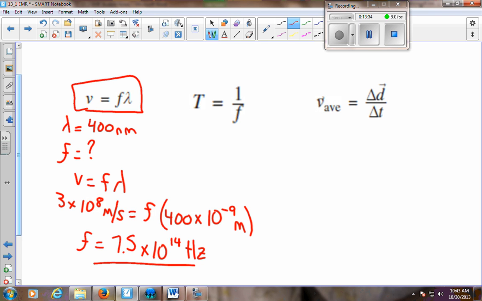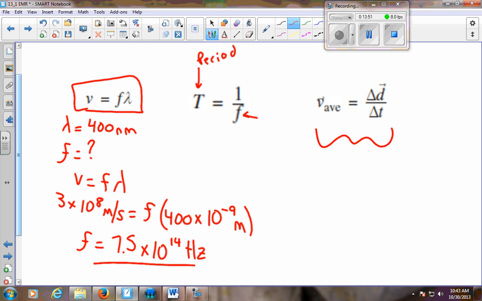Okay? Once you know the frequency, we've got equations from Physics 20 which allow you to calculate capital T, which means the period. What is the period? It's just the time it takes to make one cycle. So you can use that formula if you need to do this.